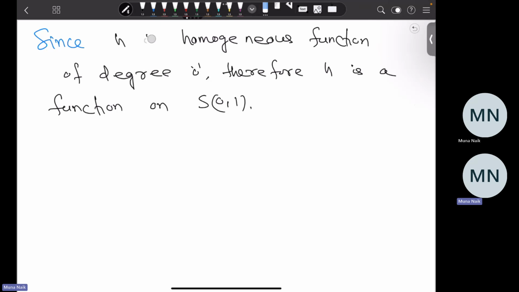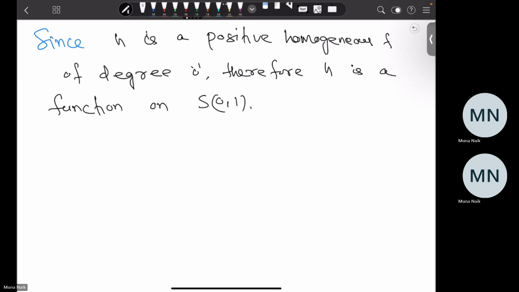H is a positive homogeneous function of degree 0. So therefore H is a positive function on S01. So H is a strictly positive function on S01. Now the thing is, when can you say that H has an upper bound and a lower bound?